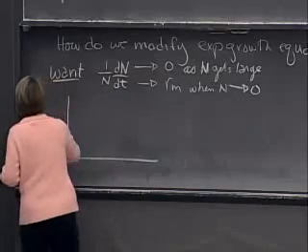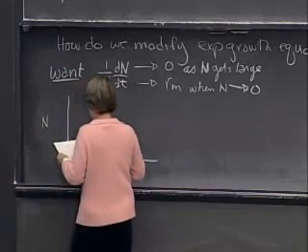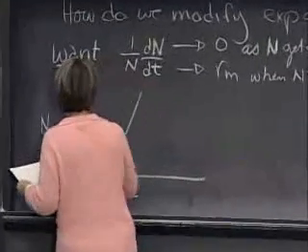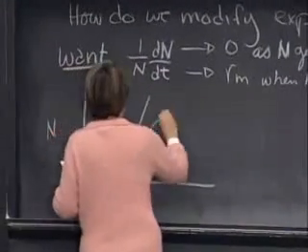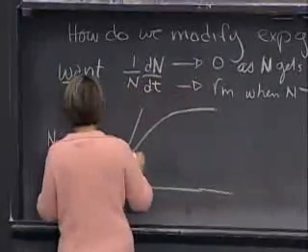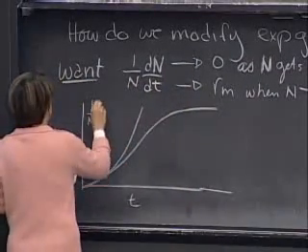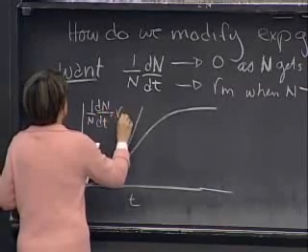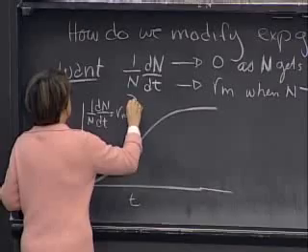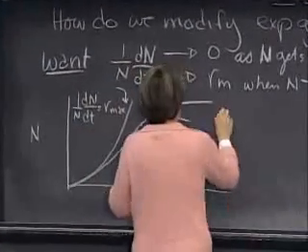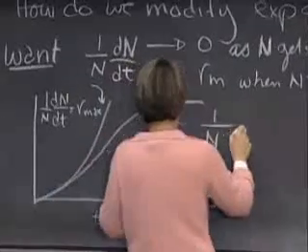So they came up with, so let's plot. This is n, this is t, and here's our exponential growth equation. And they came up with a function that looks like this. So this would be 1 over n, and to describe this, they had this equation.